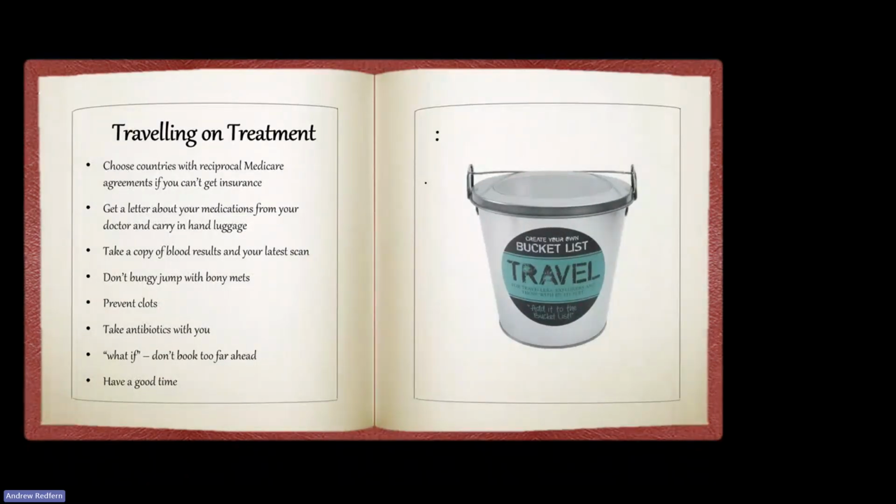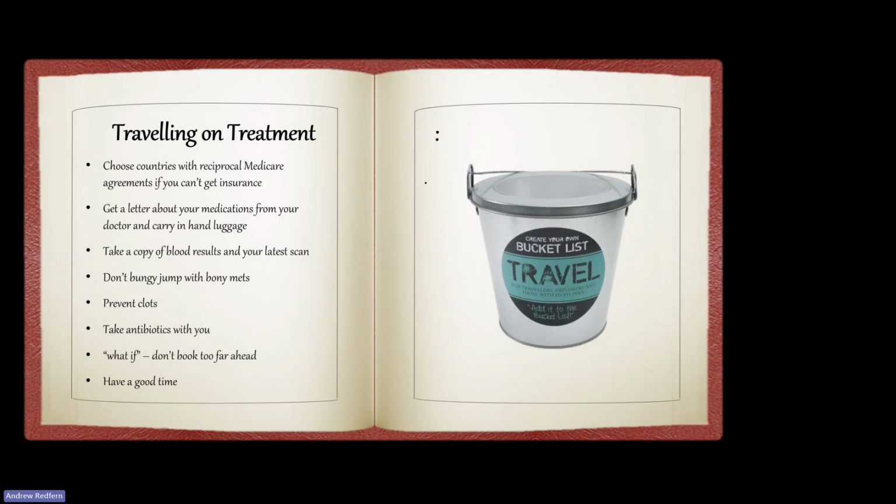Traveling on treatment, we do try and get people to where they want to go, and I've had many patients with metastatic breast cancer who have done some quite exotic holidays, which is great. Choose countries with reciprocal medical agreements if you can't get insurance, and insurance can be an issue. Get a letter about your medications. You don't want to be stopped at customs for a long period of time. Take a copy of your blood results and your latest scan and a letter about what's going on, just in case, so you can give it to a local doctor.